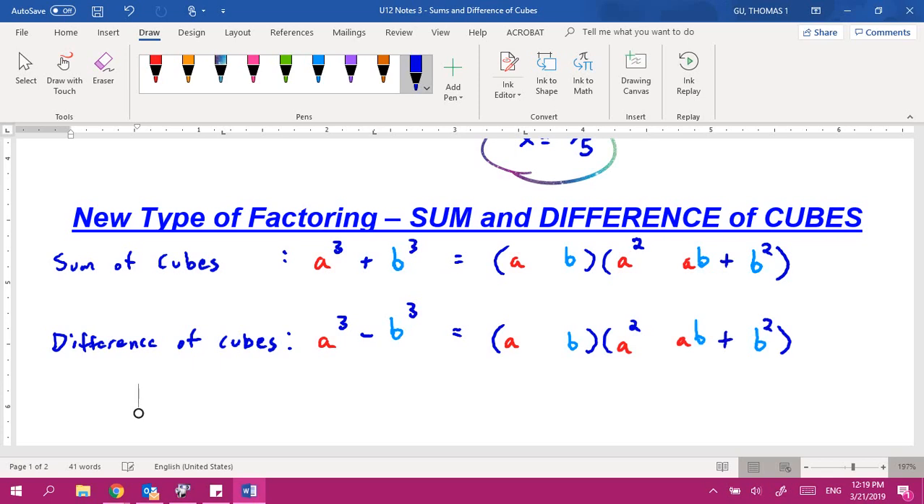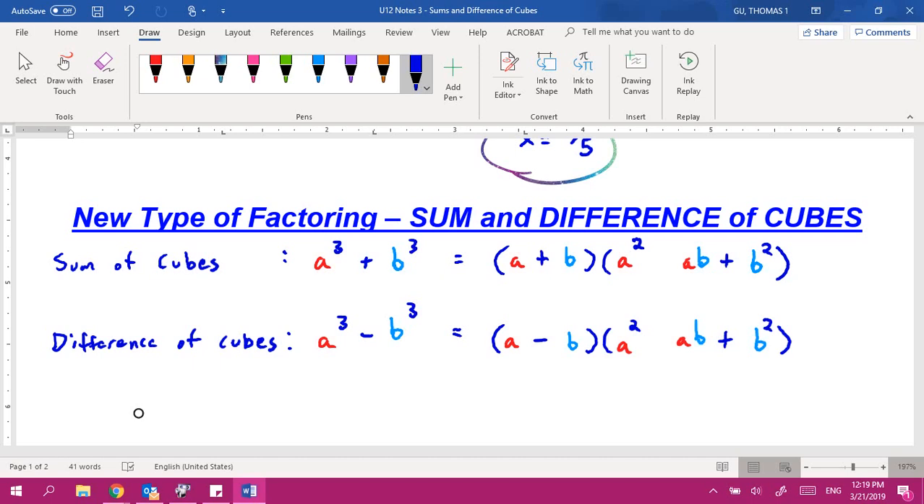Then the very first sign inside the small set of parentheses is going to be the same as your original. So right here with the sum of cubes, you see it's A cubed plus B cubed, right? So what is the first sign inside the small parentheses going to be? Plus, that's right. What would it be for the difference of cubes? Minus, yes, because it's the same as the original.